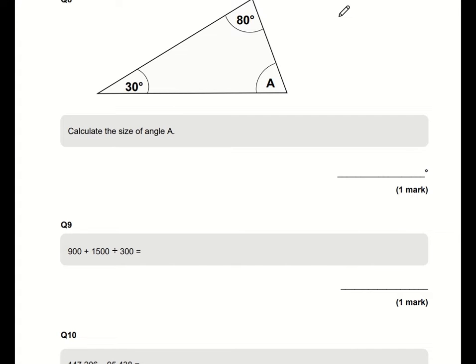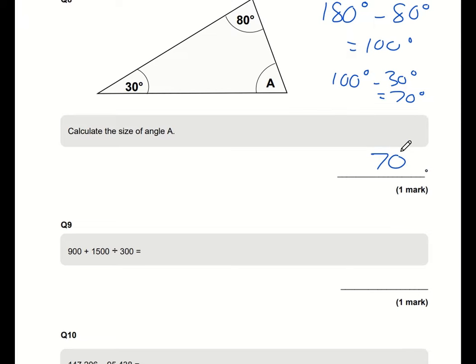We know that angles in a triangle add up to 180 degrees. So if I subtract these values from 180, then I've got A. 180 minus the 80, makes sense to do that first, is 100. 100 degrees take away 30 degrees is 70 degrees. So A is 70 degrees.